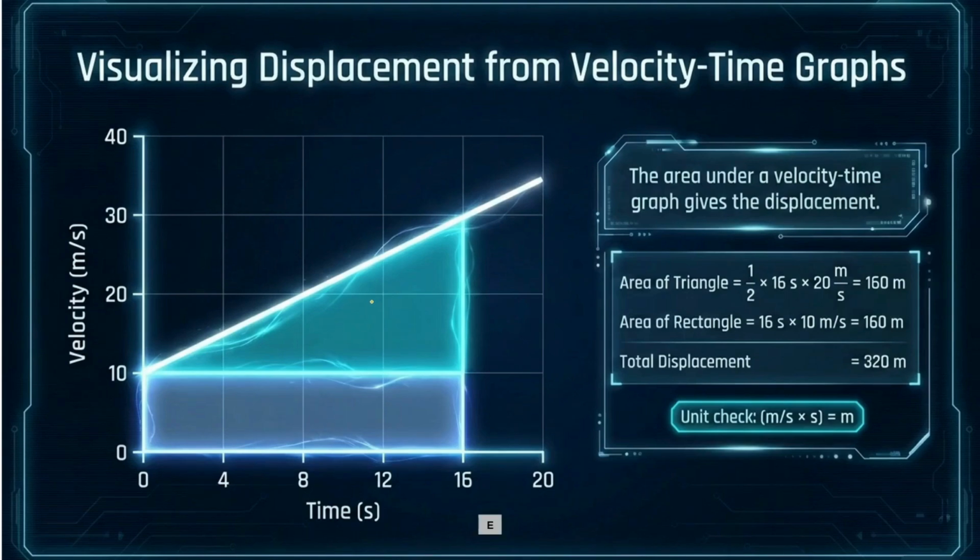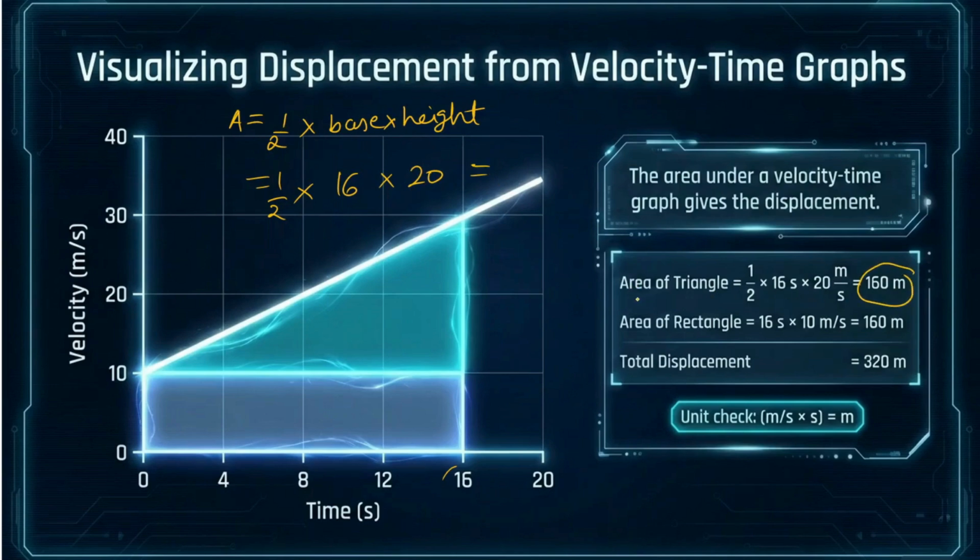For the triangular part, we know the area of the triangle is 1 by 2 into base into height. So we have 1 half into base. Base means this, this is 16, and the height is 30 minus 10, which means 20. And we'll get the answer 160 meter, which is the area of the triangle.